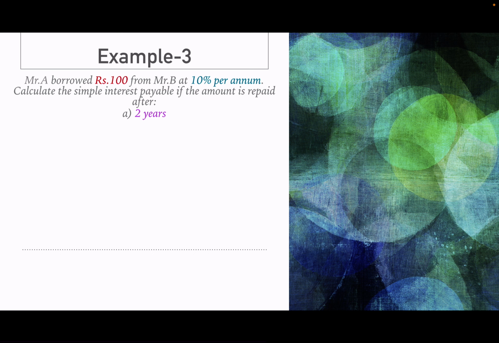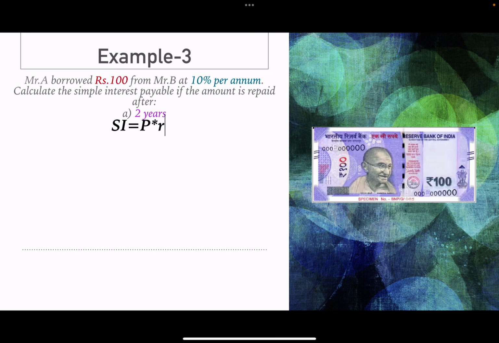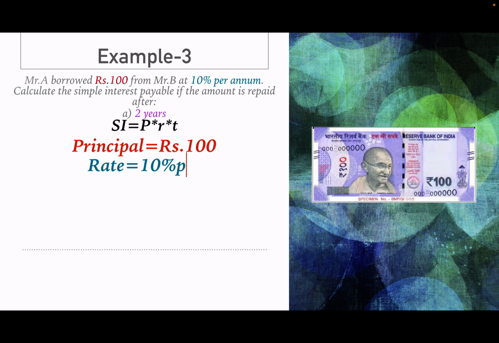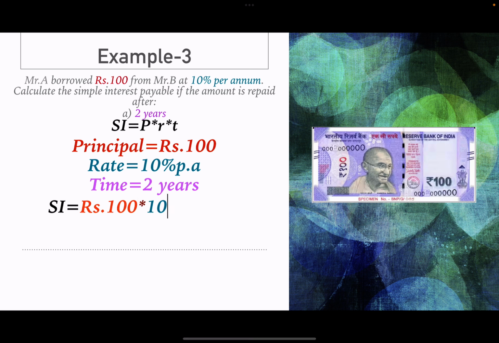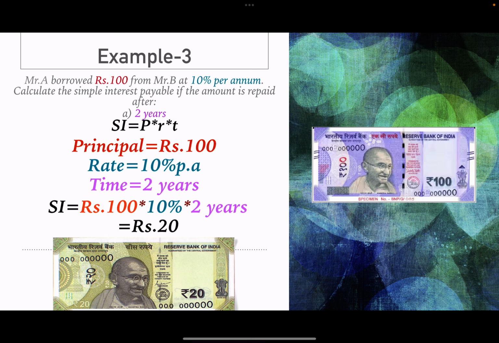Okay? Let's write the formula first of all. Simple interest is equal to P into R into T, where P is 100 rupees, R is 10%, and T is 2 years. Okay, so if we just multiply all the figures together, we will get 100 into 10% into 2 years, which will be 20 rupees. Okay, I hope everyone is clear on this. There is no confusion.